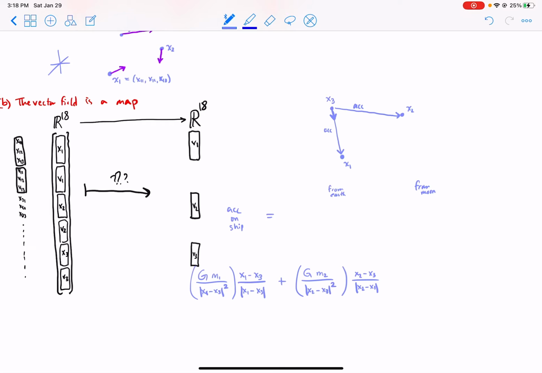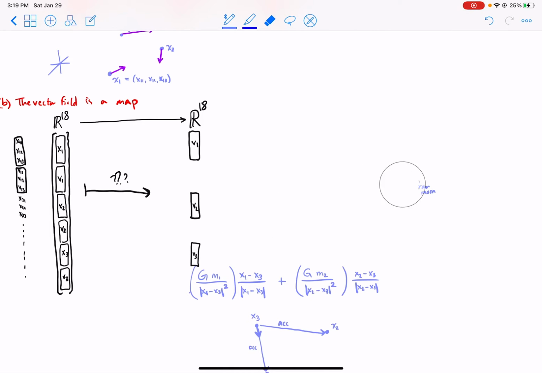Okay, this is a vector, right? x1 minus x3 is actually a vector. And so this thing will be a vector filling in how does the velocity of our ship change? Well, it changes by the acceleration. Okay. And this was my picture to help me with that.